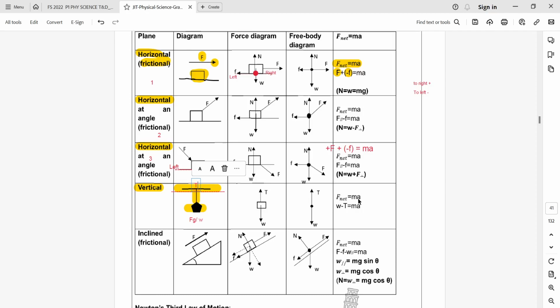So the net force, F net, is equal to ma, which is equal to weight minus T, depending on where it is going. Some will have T minus W. Then the last one is the inclined one. When it's inclined, there is also friction.